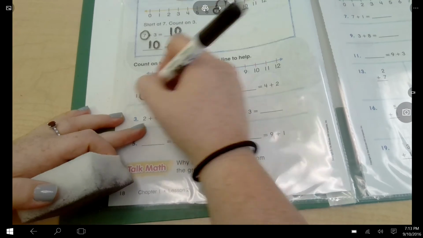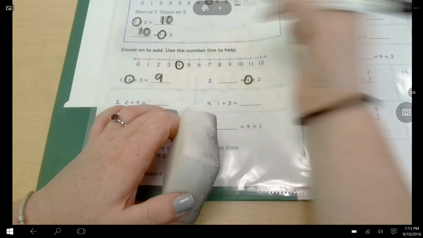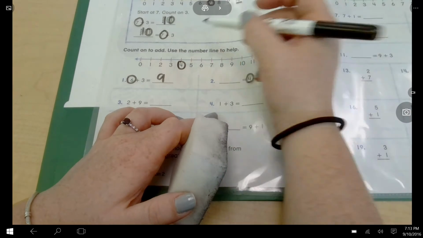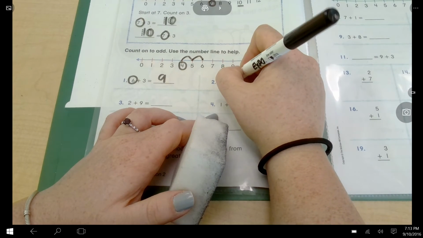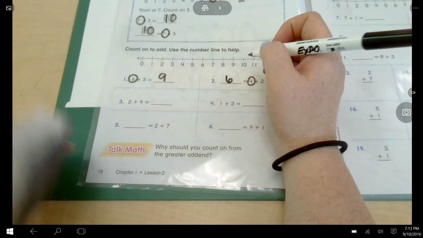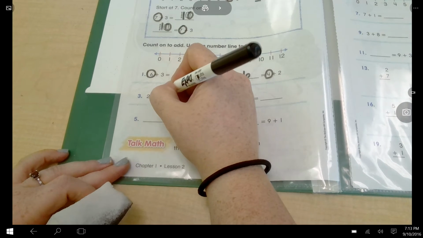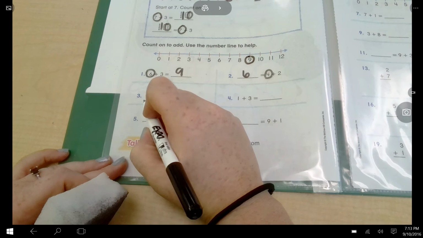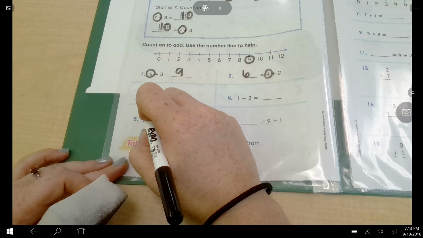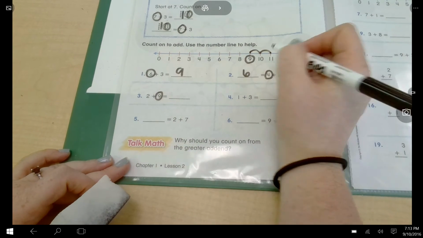Oops. Circle my bigger addend, circle it on the number line, then count on 2. 1, 2. My sum is 6. Circle the bigger addend, 9. Go up to the number line, circle the same number. My smaller addend, the number I'm adding, is 2. I'm going to count on 2. 1, 2. My sum is 11.